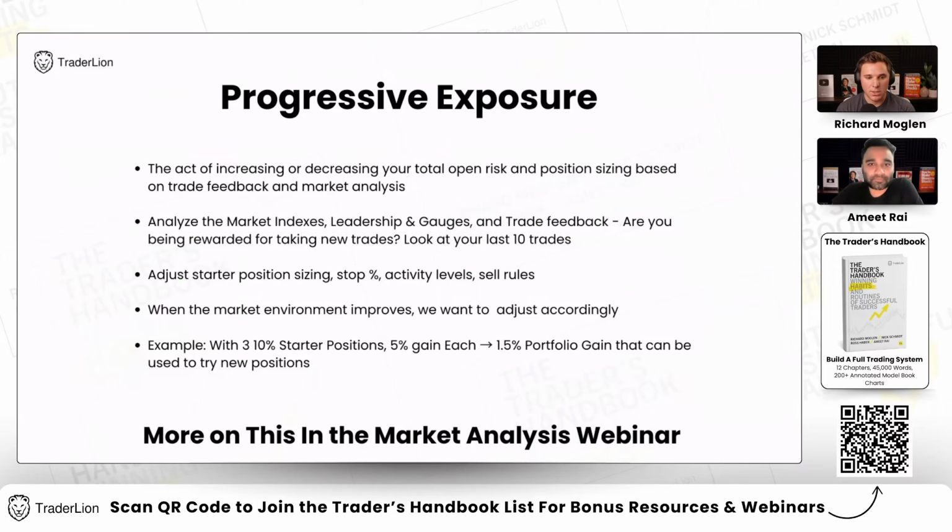and get back to more normal risk parameters. So, an example of progressive exposure: if we have a follow-through day, if we have a break above the 21 EMA, however you define for yourself a new market cycle, you could take 3 10% start positions. And if you get good feedback, 5% gain on each, that's a 1.5% portfolio gain that then can be used to finance new positions. Maybe that's 2 new positions risking 0.75% of your portfolio, or 3 more risking 0.5% of your portfolio. Basically the rationale is you've got nice profit here from these positions, and you can use that to finance new positions and new test trades.